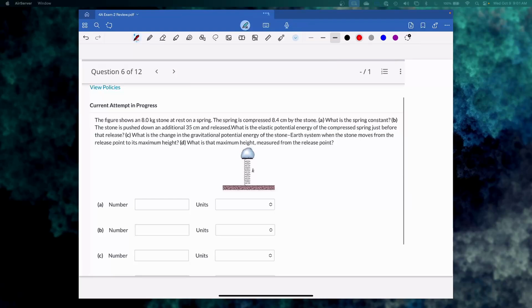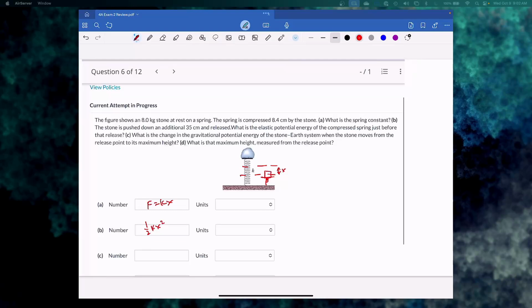Which part was it again? C. So the change in gravitational potential energy when the stone moves to the release point. In part A you find the spring constant, and then for part B, you find out what the elastic potential energy of the spring is, right? Like how much it's stored. So for part C, you've got this stone, it's stored energy, it's compressed itself a distance x.